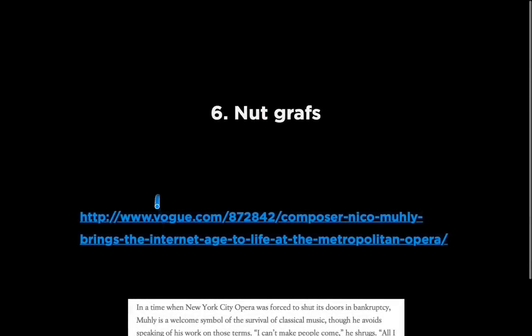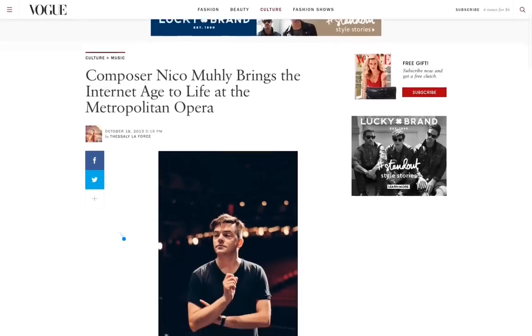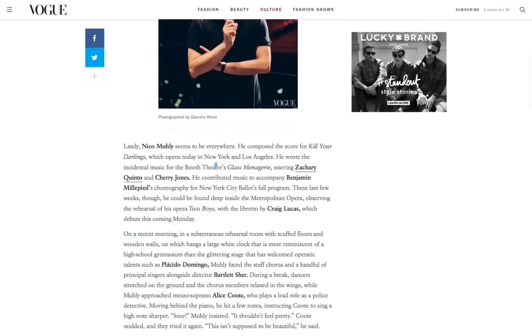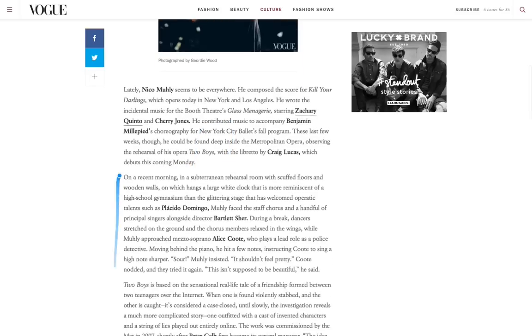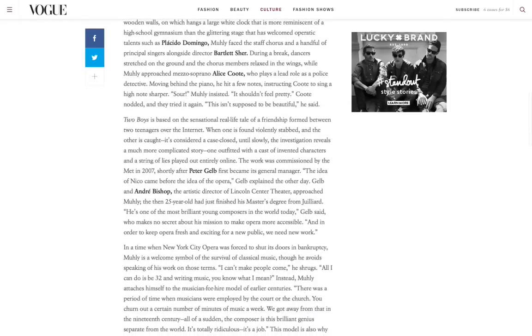Here's one last example. This one is from Vogue. So composer Nico Muhly brings the internet age to life. He's everywhere. He composed a score. He wrote incidental music, contributing music, blah, blah, blah. We get a nice scene about a subterranean rehearsal room in this great place, and there's a staff chorus and a handful of principal singers, and blah, blah, blah. He's giving them instructions and a summary of this. So this is a lead that's sort of all over the place.